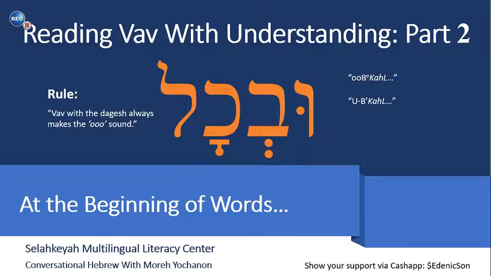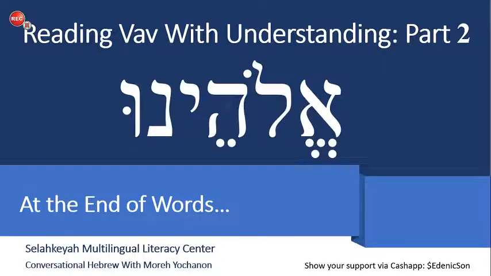Okay? Now, we have an example of the vav dagesh at the end of a word. Now this word is Eloheinu. E is the aleph, lo, hey, nu. Okay? Eloheinu. And here's the nu.